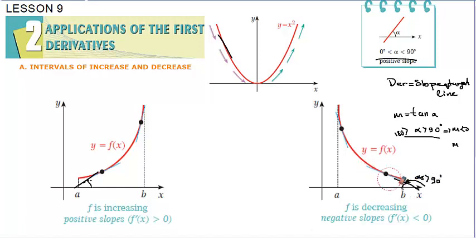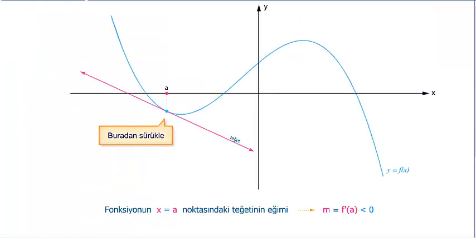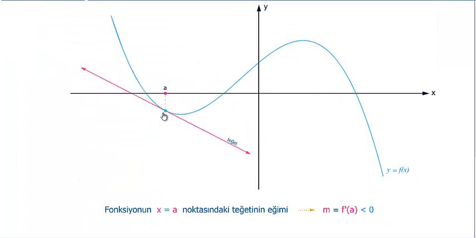And when alpha is greater than 90 degrees, it means that m is negative, or the derivative is negative here. So if f is increasing, f derivative x is greater than 0. If f is decreasing, f derivative x is smaller than 0. This is the summary of this subject. And we have one application to see.